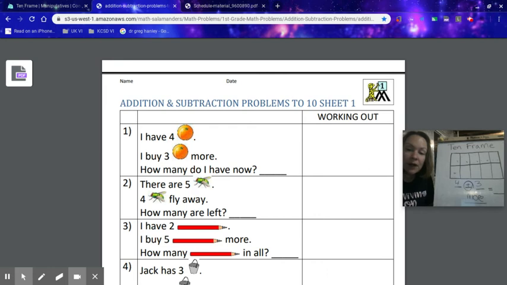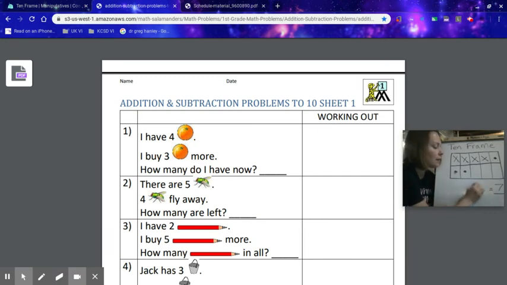Okay, let's use the 10 frame to solve. So I am starting with 4 oranges. How many am I adding? 3. I'm going to use a different shape for that. Okay, so I have 4 oranges. I added 3 more. Now I'm going to use my 10 frame skills to solve. 5, 6, 7. And there's my answer. All right, I'm sure that looks familiar, guys. Okay, let's do another one.